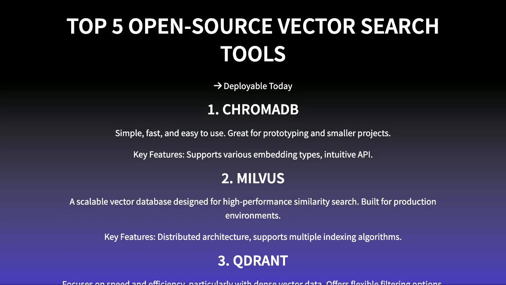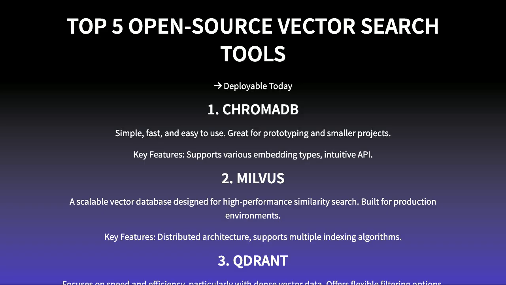Okay, let's dive into some fantastic open source options for vector search. First up is ChromaDB. It's incredibly easy to get started with, perfect for quickly testing out your ideas. Then we have Milvus, which is designed to handle larger datasets and scales really well, making it ideal for production deployments. Qdrant is known for its speed and efficiency, especially when dealing with dense vectors.